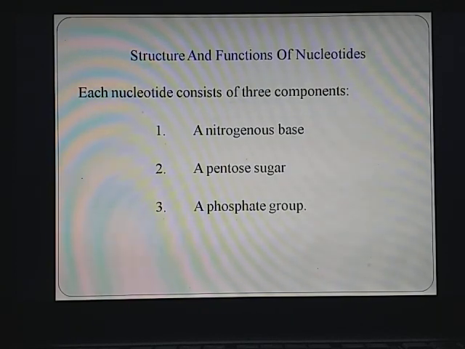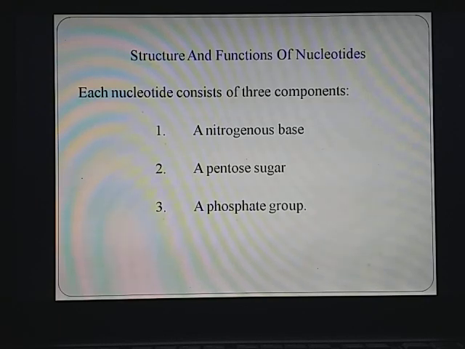And the pentose sugar is of two different types. Deoxyribose sugar is present in DNA, and ribose sugar is present in RNA. When a nitrogen base is attached to a pentose sugar, it is called a nucleoside. When this nucleoside is attached to a phosphate group, it is called a nucleotide. This phosphate group plays a very important role in the formation of phosphodiester bonds. A phosphodiester bond is a bond present between two adjacent nucleotides.